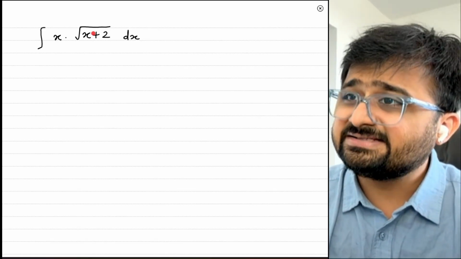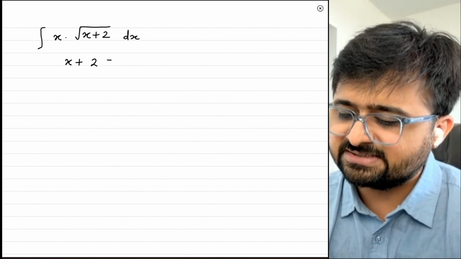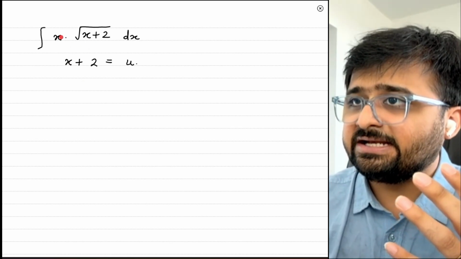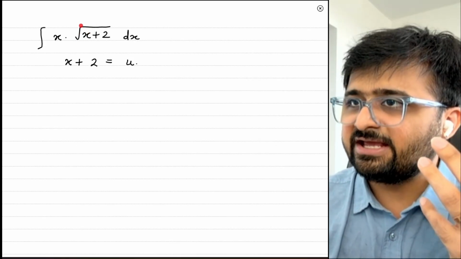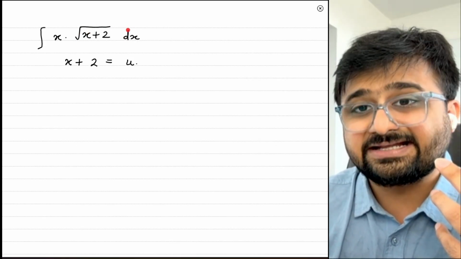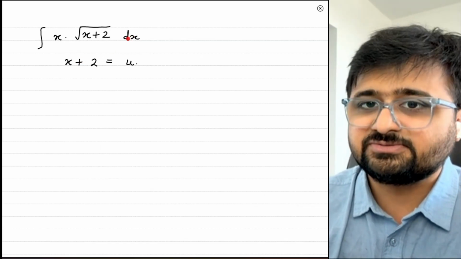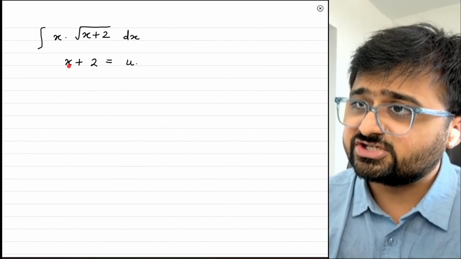Okay, but in this case the inner function is x plus 2, so I can just put x plus 2 is equal to u. Now what I have to do is convert that entire integral from the x world to the u world. In order to convert that integral from the x world to the u world, I'll also convert that dx in terms of du. So in order to convert that dx in terms of du, I'll have to differentiate both the sides with respect to x. Okay, so let's differentiate.